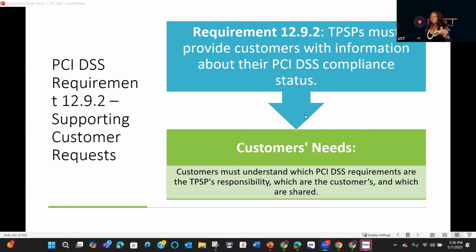So remember, we spoke about customers performing due diligence. But what about supporting customer requests? You have to provide the information that they need, and these are all controls and requirements, right? Customers must understand which PCI DSS requirements are their third-party vendor's responsibility, which are the customer's, and which are being shared. And even outside PCI DSS, if you go to the Federal Marketplace, you start hearing of the CRM, the customer responsibility matrix, and we're going to cover that shortly.